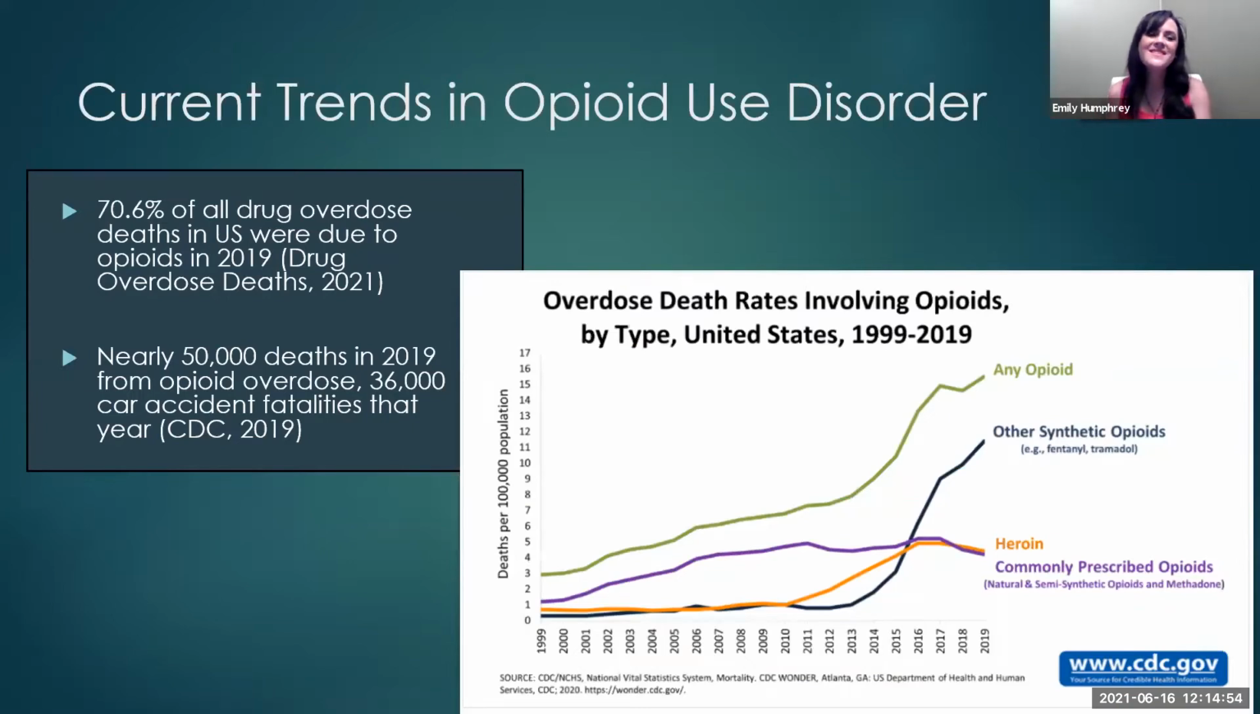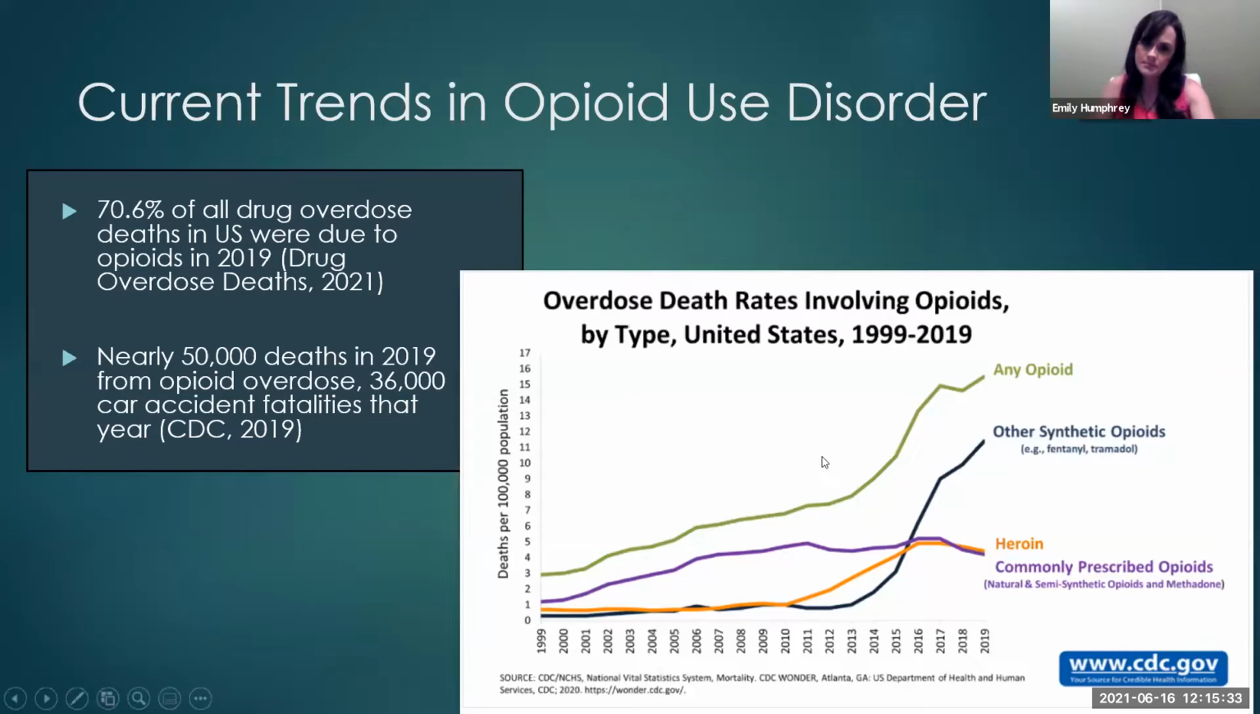Continuing on, it is believed that about 70% of all drug overdoses in the United States are due to opioids specifically. So that's including methamphetamines, cocaine, alcohol, benzos, right? Of all overdoses, 70% are due to opioids. In 2019, there were about 50,000 deaths in the US from opioids. If you compare that, I just wanted to see what it was like. There were 36,000 car accident fatalities that same year. So opioid overdose deaths outpaced car accidents in 2019. That was before the pandemic. I can only imagine what it is now.